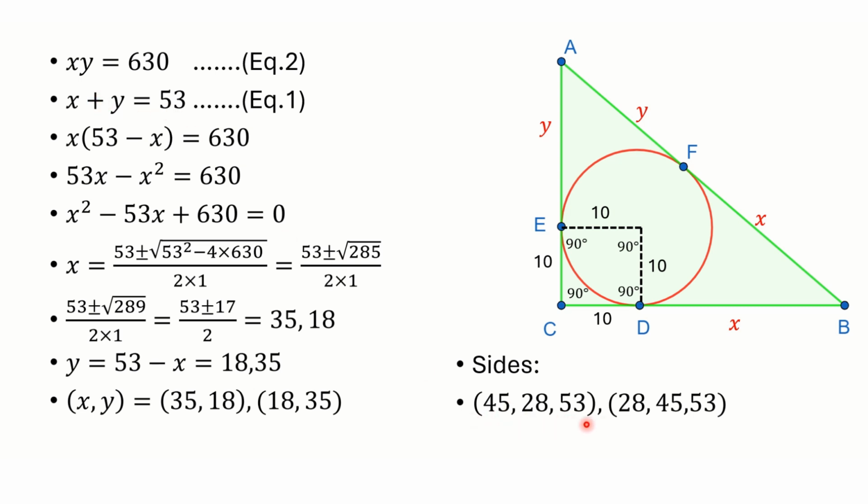So this is one possible answer, and the second possible answer will be 18 plus 10, that is 28, 35 plus 10, that is 45, and the other side will be 53. These two pairs of solutions are basically saying that you can have 45 this way or 45 the other way. So there are two possibilities, because you can have two triangles, one with 45 as AC, another with 28 as AC, and BC will correspondingly change. But AB will remain the same. AB is 53 in both cases.